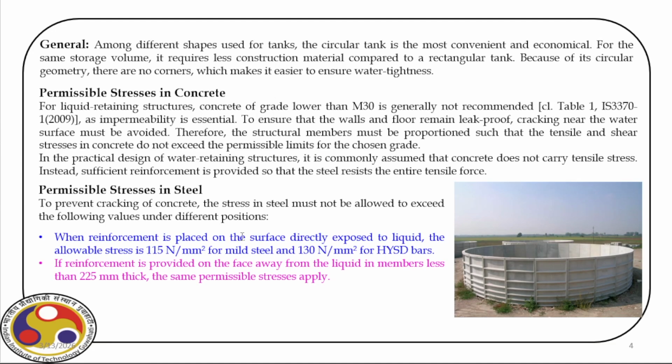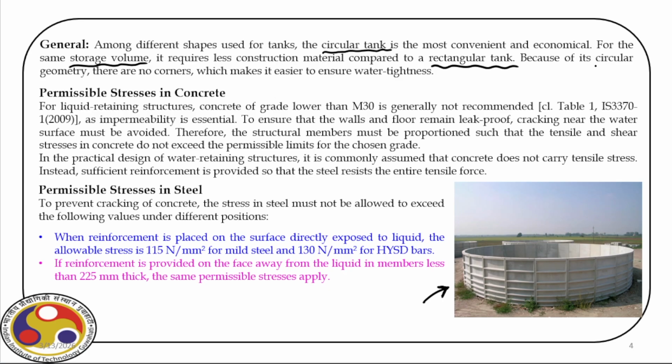This time, we are going to design storage tanks, which are actually above ground. Now, these tanks are actually of different shapes, but out of that, circular tanks are most preferred because it is convenient and economical. And for the same storage volume, if you go for rectangular tank, we need more materials compared to circular tank. And that's the reason circular tank is preferred.